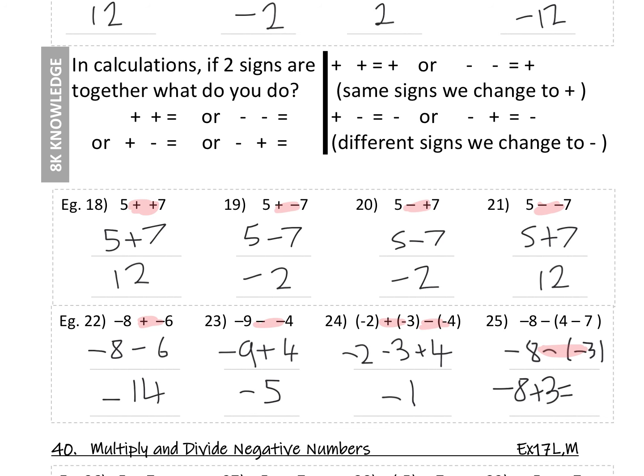Go to minus 8 in your number line. Go up 3 spaces towards 0. And that gets you minus 5. Sometimes when you see a question like that, you might prefer to do 3 take away 8. You can reorder it, but be very careful to make sure you bring the signs along with it.